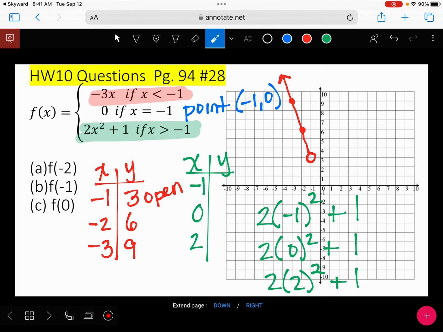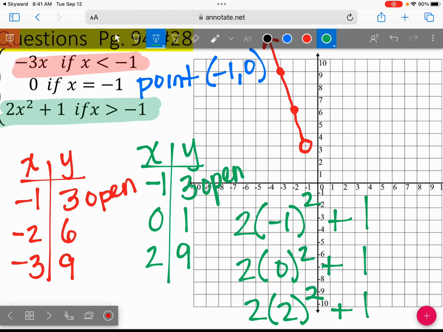So 2 plus 1 is 3. This one is 1, and I think this is 9. Let me make sure. 2 squared is 4. 4 times 2 is 8. 8 plus 1 is 9. And again, this one starts with an open point and is actually at the same place as our last one. So they both start here. So I'm going to put my open circle there. And then 0, 1, 2, 9.